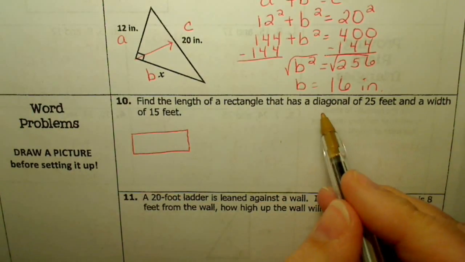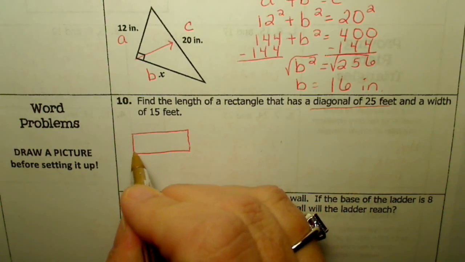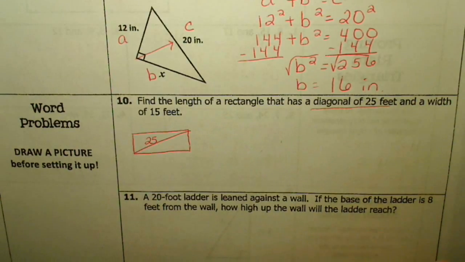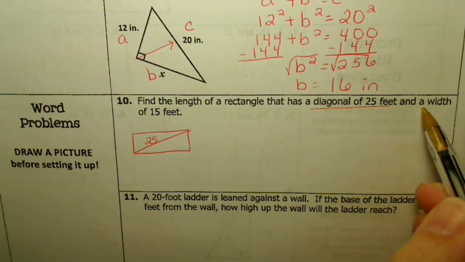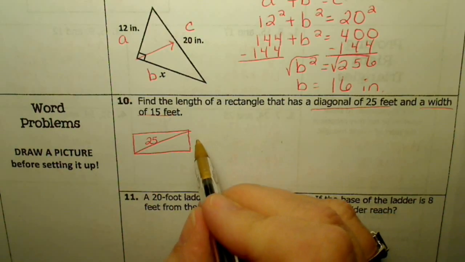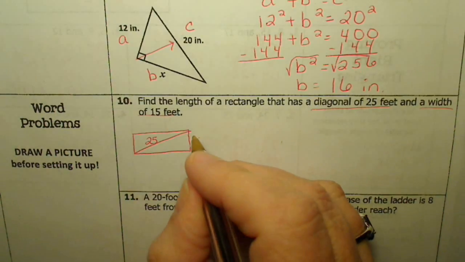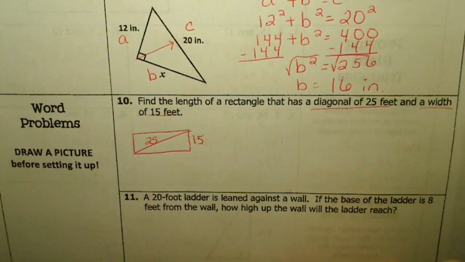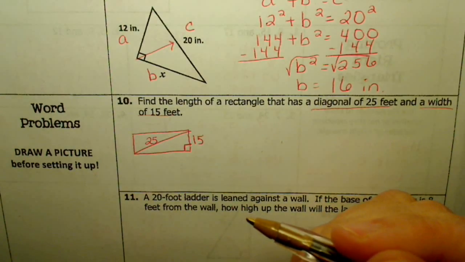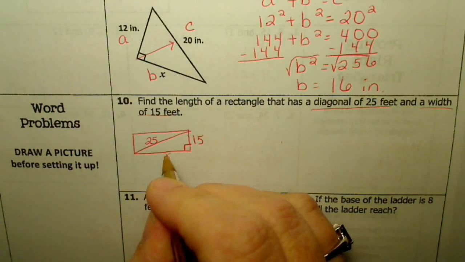Okay, it's talking about how it has a diagonal of 25 feet. So let me draw a diagonal, and let's label it 25. We'll put feet at the end. And it has a width of 15 feet. So really I could put 15 here or here. I'm going to go ahead and put it here. And then what I like to do is find where the right angle is. So obviously our right angle is right here. So now we want to find that side.